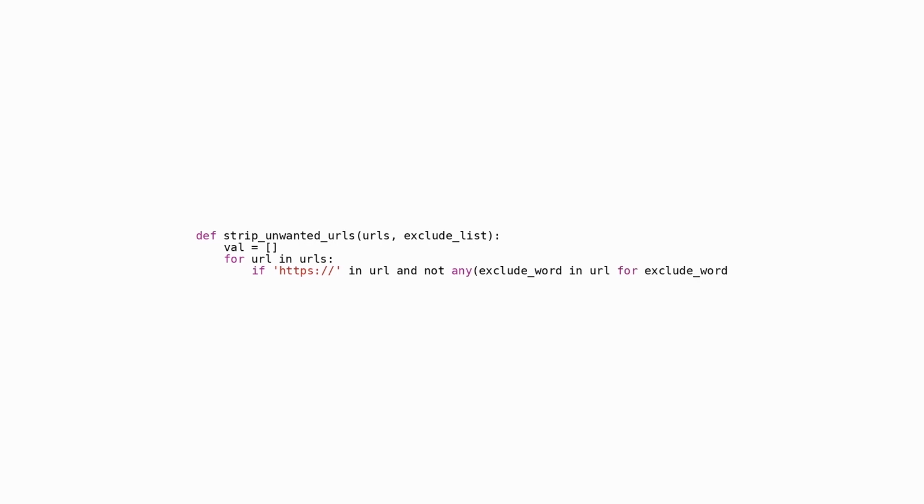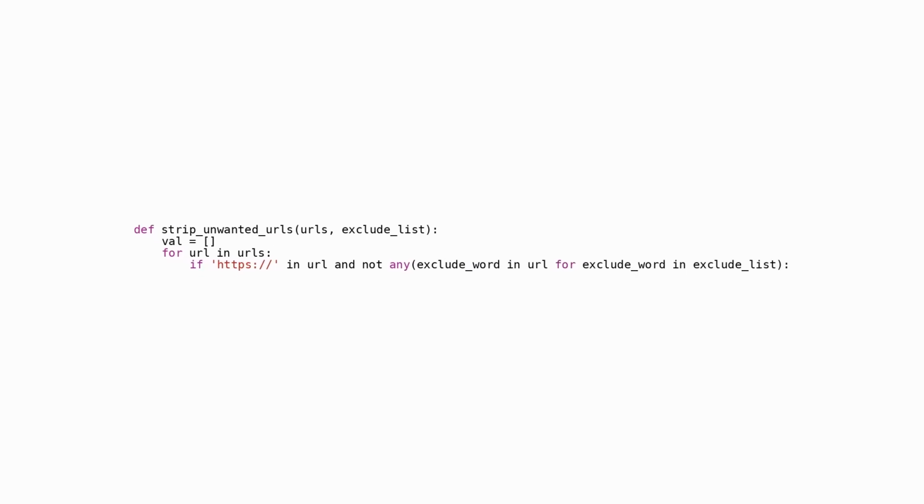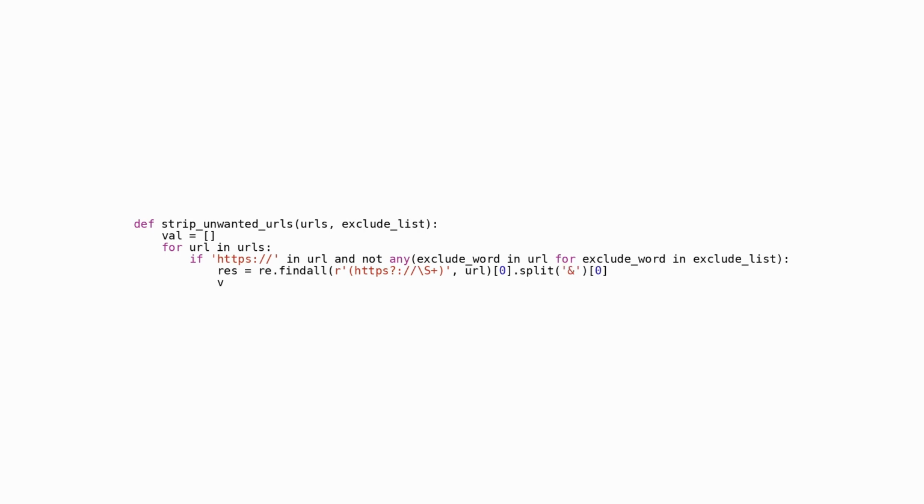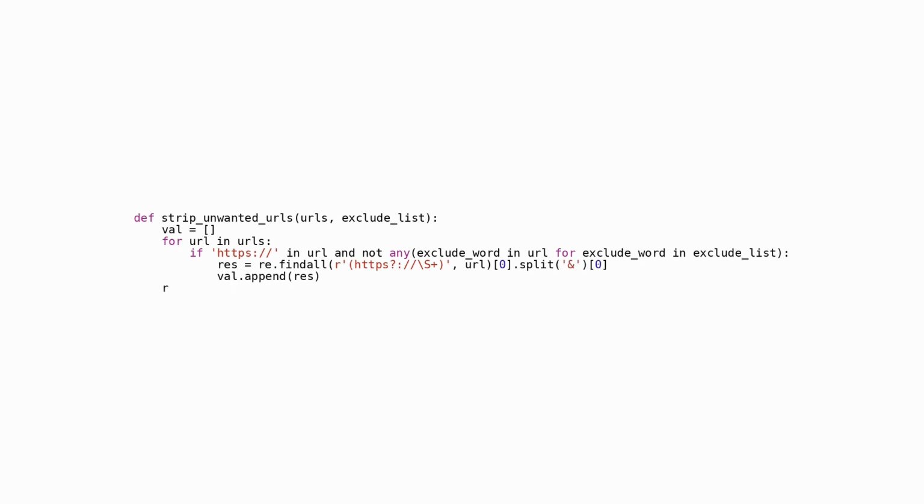As soon as the function is invoked, an empty list named val is created. Afterwards, the list of URLs is iterated over, checking whether each URL begins with https, and if it does not contain any of the exclusion words listed in the exclude_list. A regular expression is used to find a match for an HTTPS URL if both conditions are met. To include only the base URL without parameters, it splits this match at the ampersand character. The first segment from that split is added to the val list.